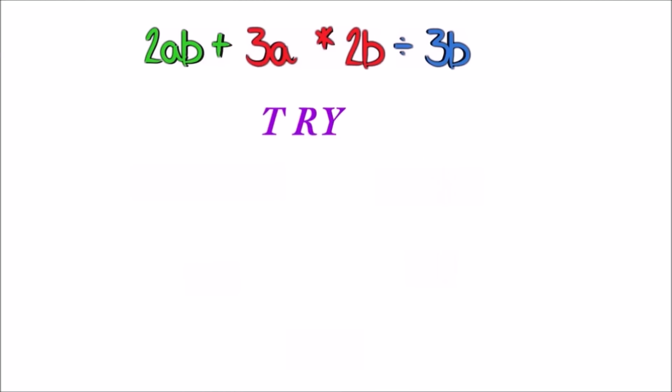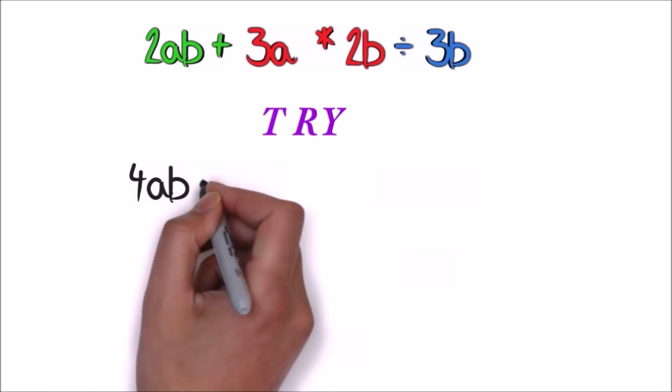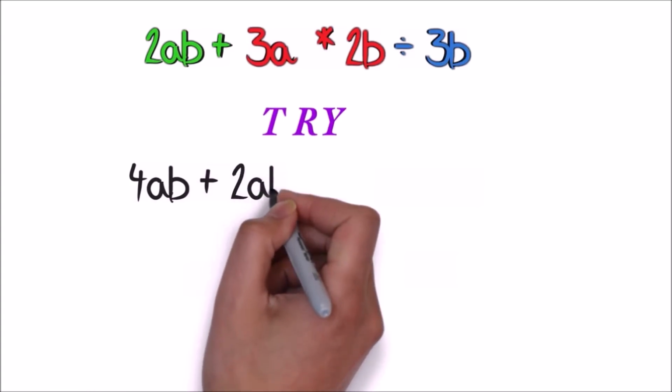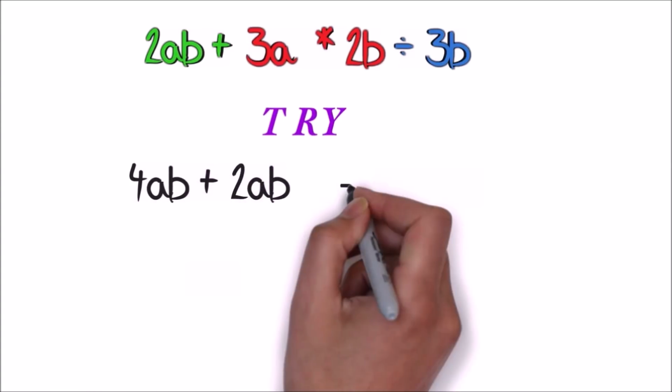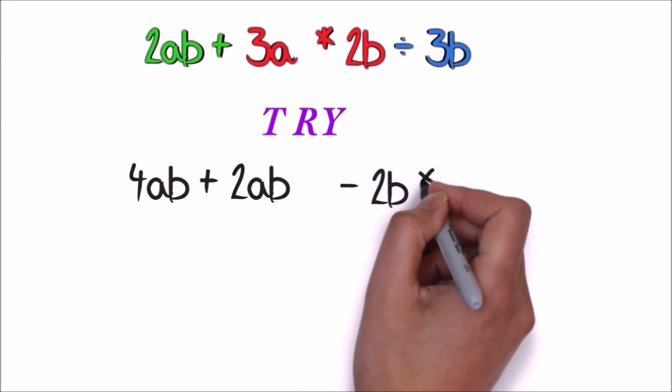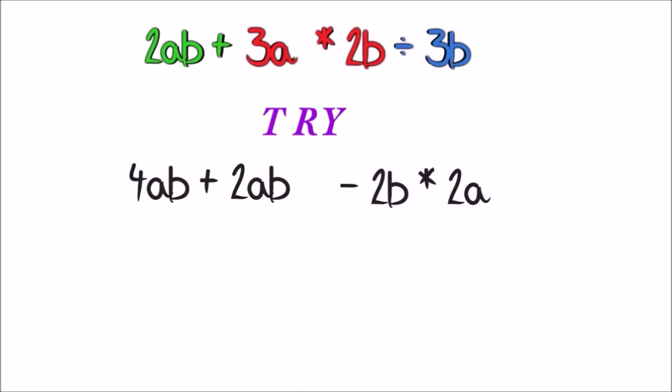Please try the following. You don't have to solve. You just have to know how to go about it. Number 1. 4ab plus 2ab minus 2b times 2. You have 5 seconds to try it. Remember, multiplication and division first, and then addition and subtraction next, from left to right.